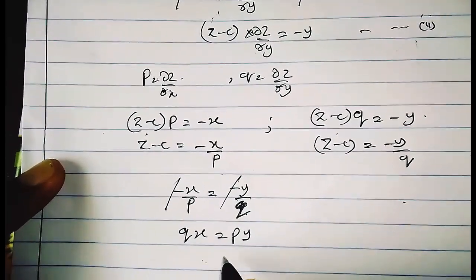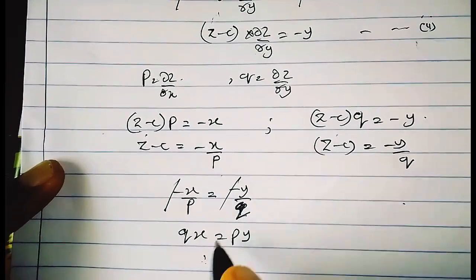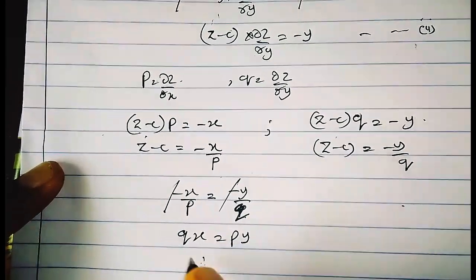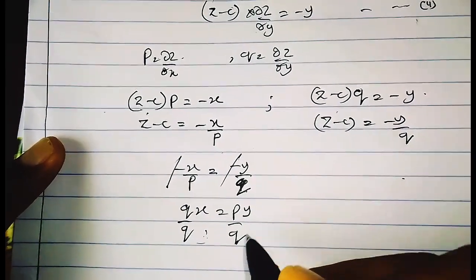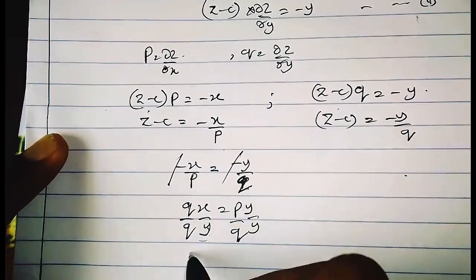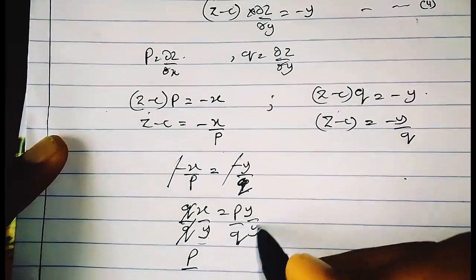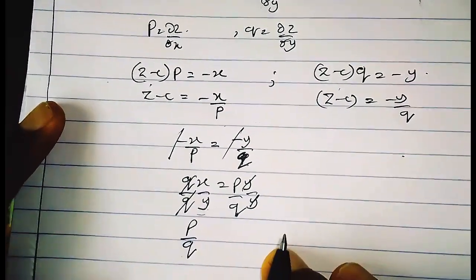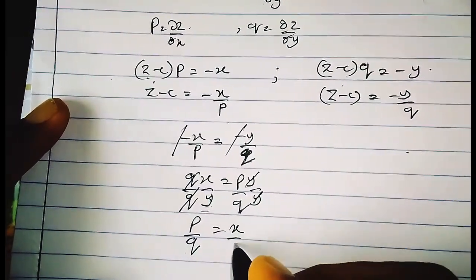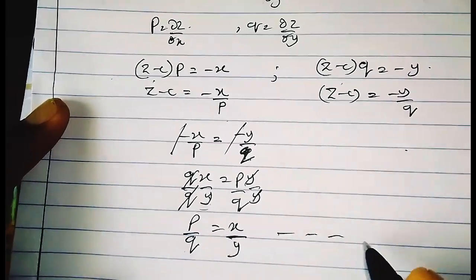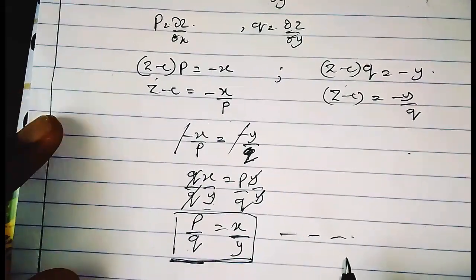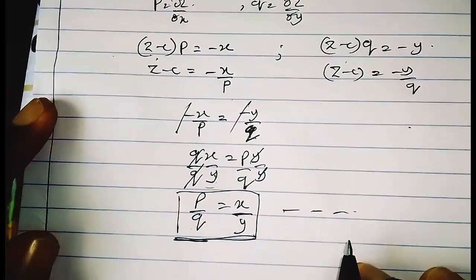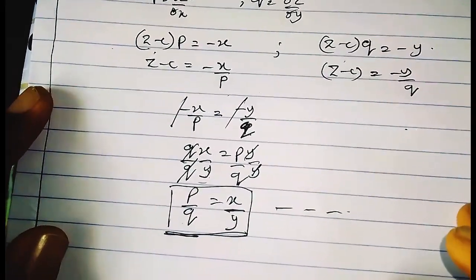Or you can say, dividing both sides by q and dividing both sides by y, p over q is equal to x over y. So this is the PDE, this is formation of PDE by elimination of arbitrary constant. So this right here is our answer.